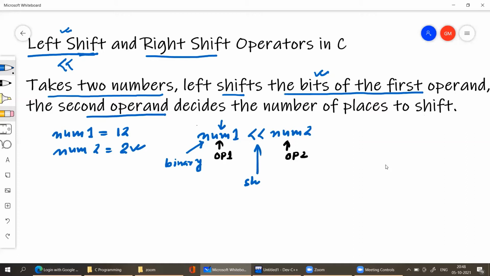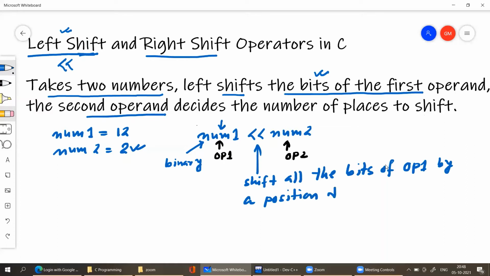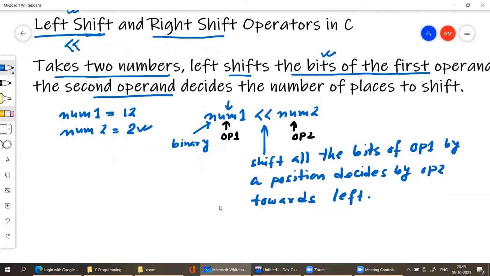So it will shift all the bits of operand 1 by a position decided by operand 2 towards the left. Okay. Now let's see one example of what it is actually doing.